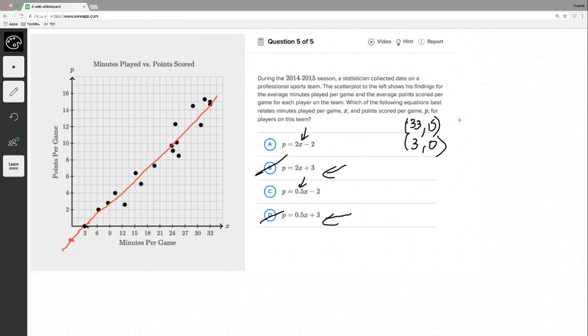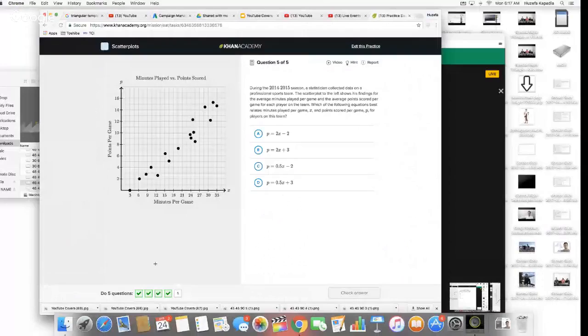15 minus 0 is 15. That's the difference of the y's over the difference of the x's, 33 minus 3, which is 30. And this is just one half. So it's 0.5, C. And that's really all there is to it. I just calculated the slope, and that's the best approximation. We're going to go with C. Let's make sure we're right.